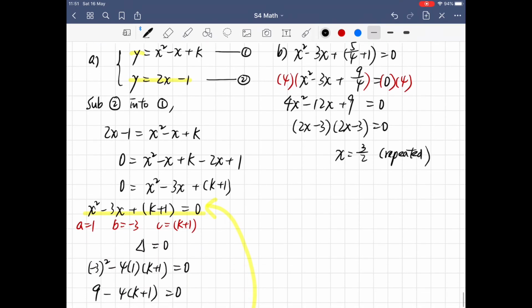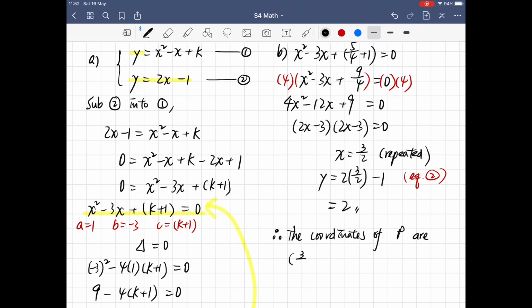Then, after finding the value of x, we also have to find the value of y. That is 2 times 3 over 2 minus 1, and this is from equation 2. And finally, it equals 2. So we can draw the conclusion: the coordinates of P are 3 over 2, 2.